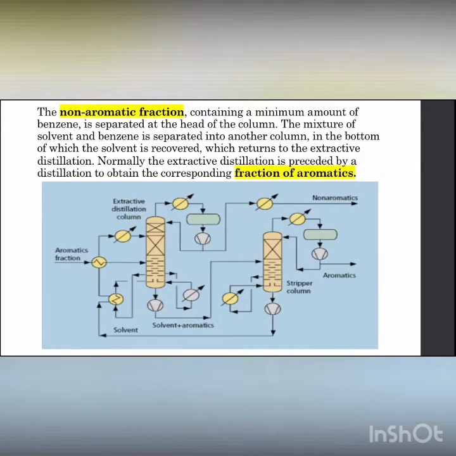The non-aromatic fraction, containing a minimum amount of benzene, is separated at the head of the column. The mixture of solvent and benzene is sent to another column, at the bottom of which the solvent is recovered, which returns to the extractive distillation. Normally, the extractive distillation is preceded by a distillation to obtain the corresponding fraction of aromatics.